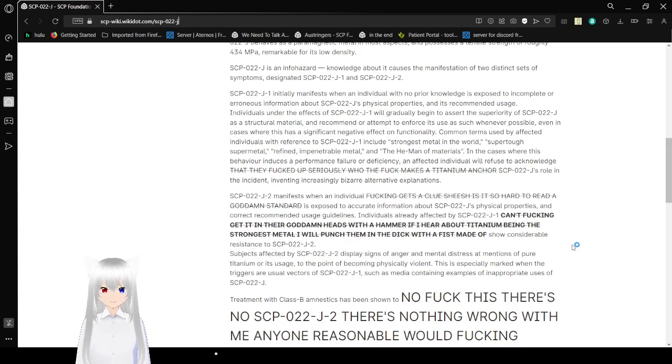In cases where this behavior induces a performance failure or deficiency, an affected individual will refuse to acknowledge that they messed up seriously. Who the hell makes a titanium anchor? SCP-22J's role in the incident, inventing increasingly bizarre alternative explanations.